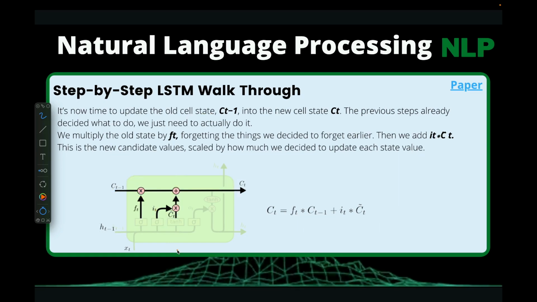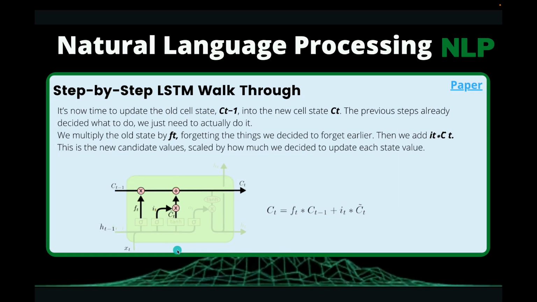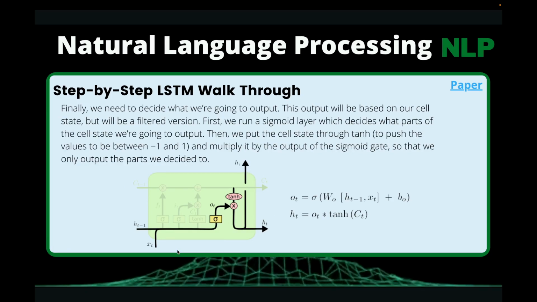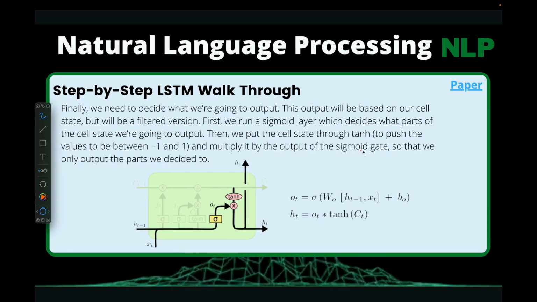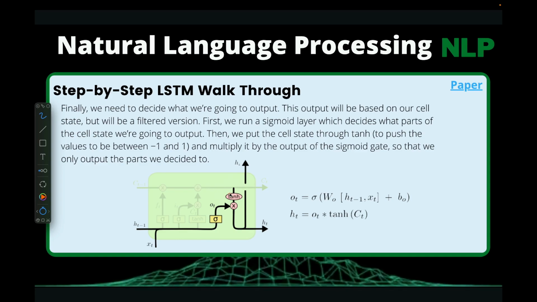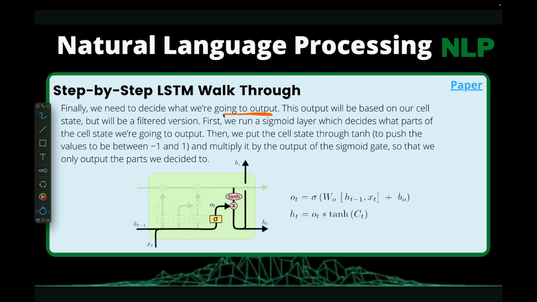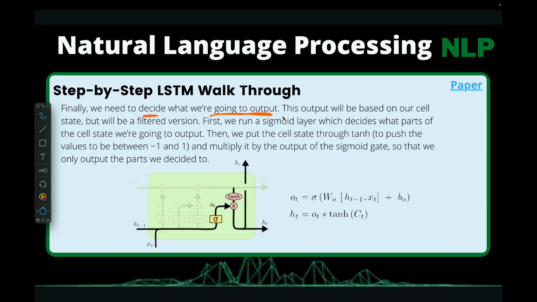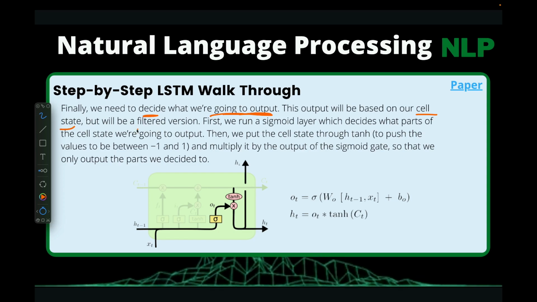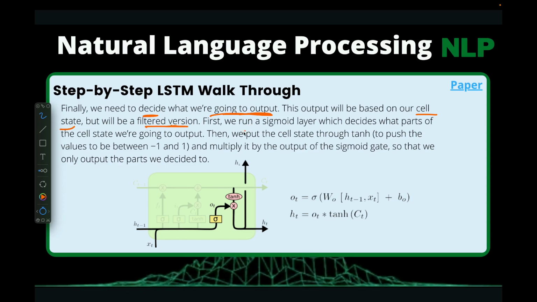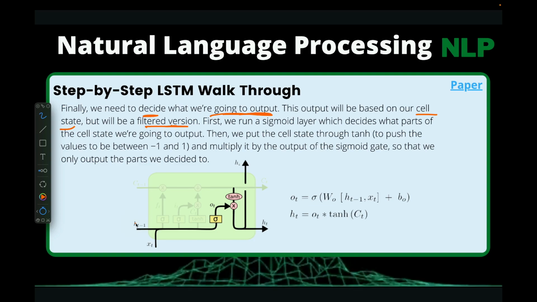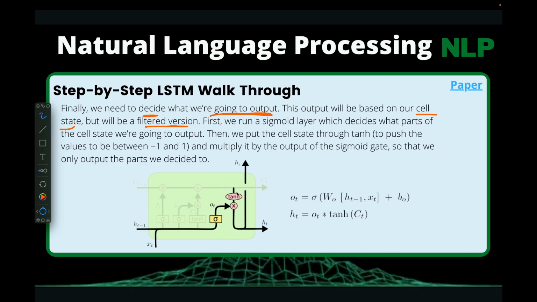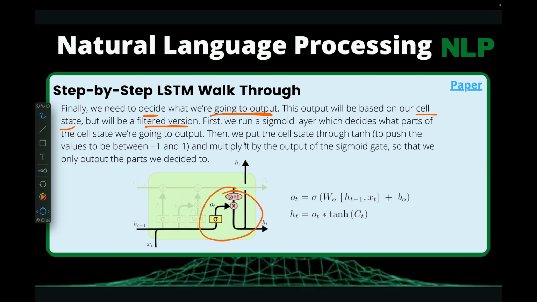All right, so once we are done with that, we go to the final stage, which is the output stage, or the output gate. Now here we need to decide what we are going to output, and this output will be based on our cell state. But it will be a filtered version. It's not that the information just passes through like that. We need to do some more things over here.